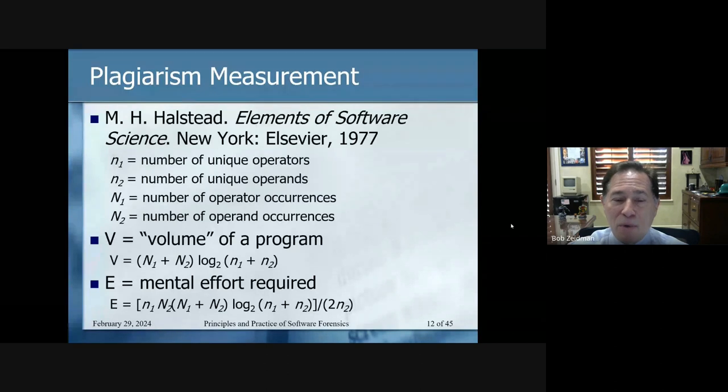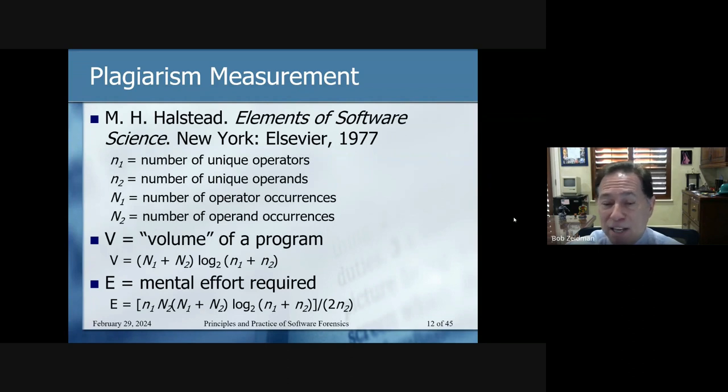I think this was interesting. It's not used anymore at all that I'm aware of. It was used to compare programs. If programs had the same volume or mental effort, there was a suspicion that one was copied from the other. But my take on this is that it really had no grounding. It had no basis. These were fairly arbitrary measurements, and I think people realized that they weren't really good measures of software, and certainly not good measures of whether software was copied.